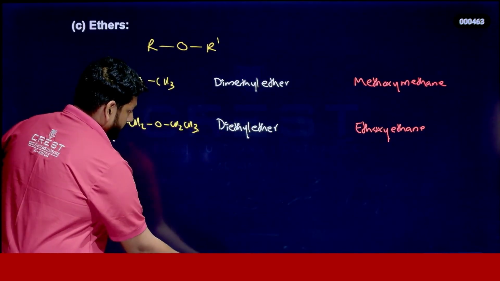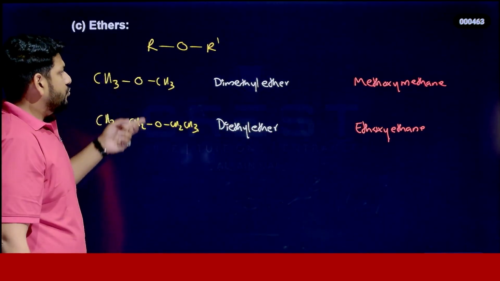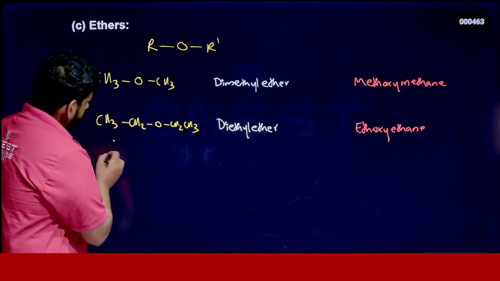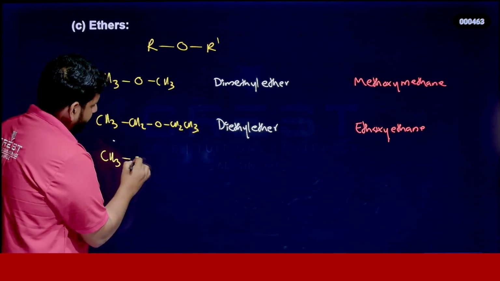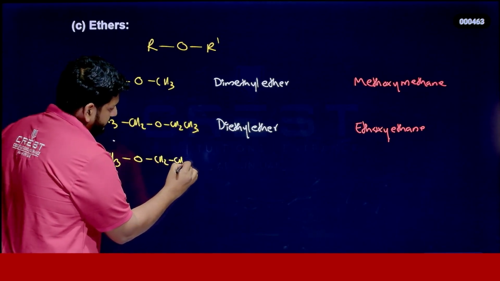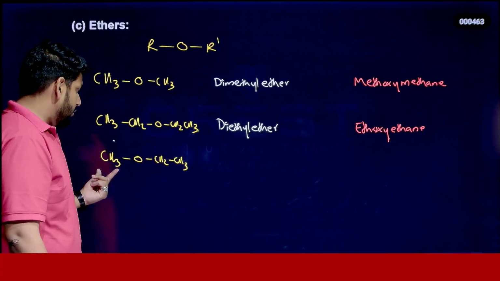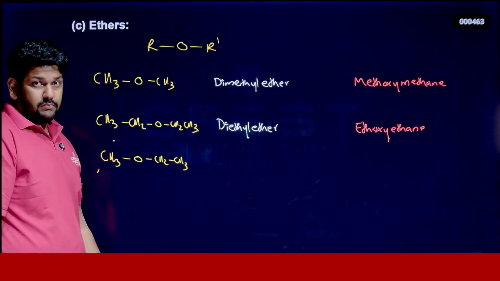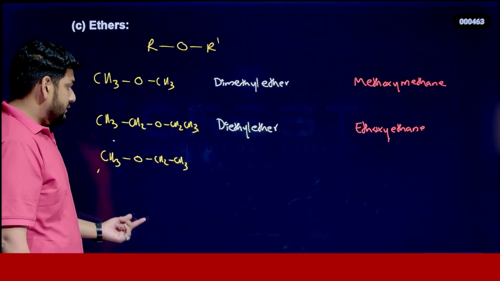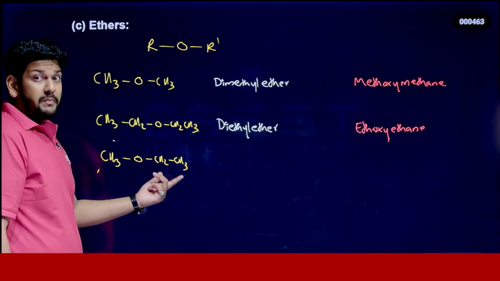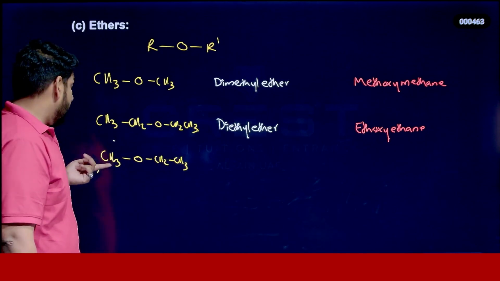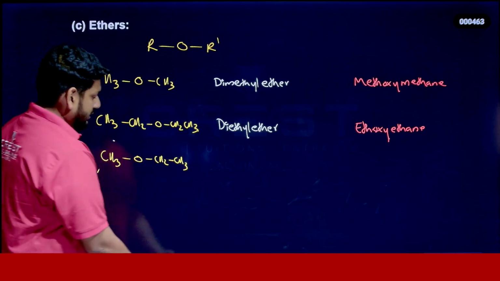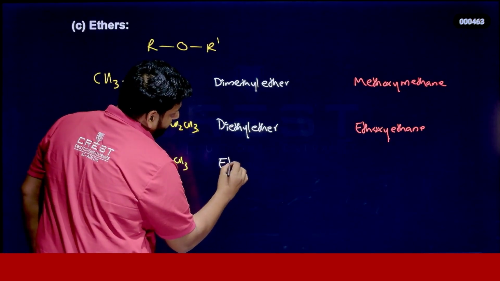I will give you another example. These two are symmetric ethers. Now I'm going to discuss the asymmetric, or unsymmetric, ether. This is CH3-O-CH2CH3. Here we have a methyl group, here we have an ethyl group. How can we give its common name? It will be based on alphabetic order. Here we have ethyl and methyl, so E comes first. So ethyl methyl ether.